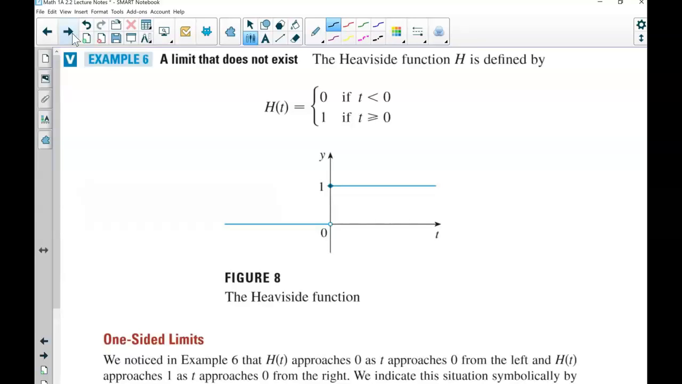Okay, let's take a look at example number 6, a limit that does not exist. This is called the Heaviside function H and is defined by the following piecewise function.